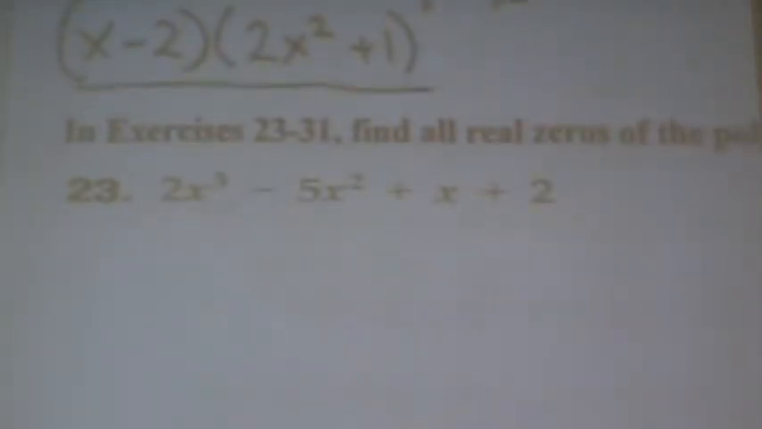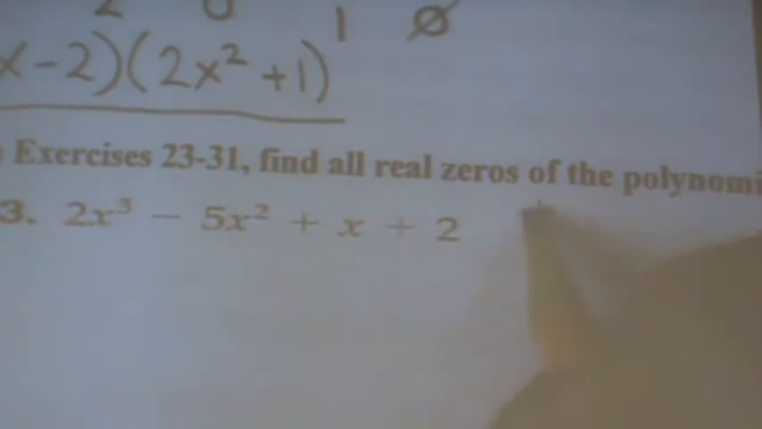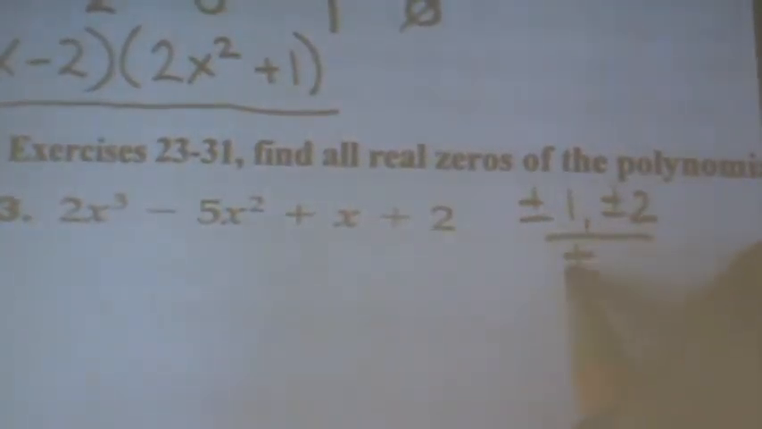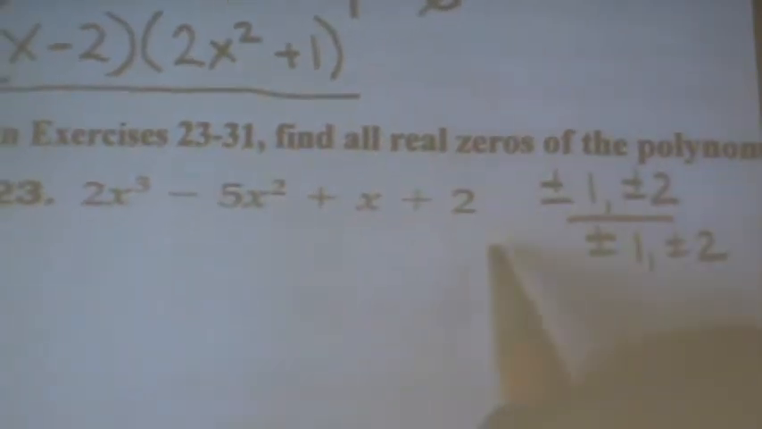The last two, number 23. So we're going to use your possible zeros, which are plus or minus 1, plus or minus 2 over plus or minus 1, plus or minus 2. So let's try 1.